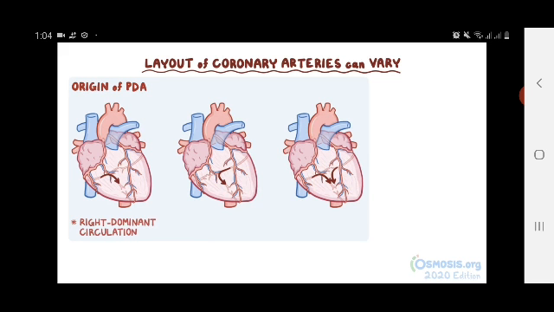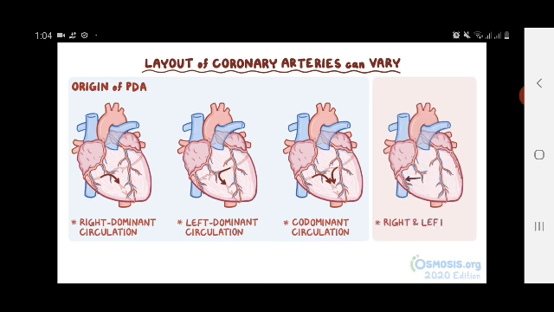If it arises from the left circumflex, it's a left dominant circulation, which is not so common. And if it arises from both the right coronary and left circumflex artery, it's known as a codominant circulation, and it's way rarer than the others. There are even more and stranger variations, like there being a left marginal artery and right marginal artery.